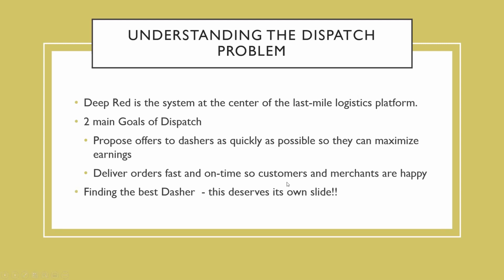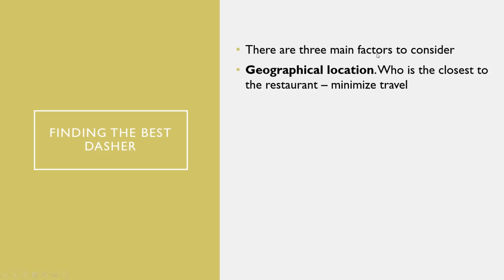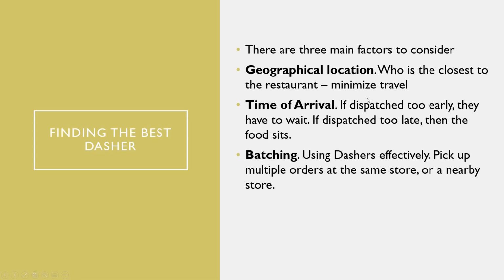And finding the best dasher. This deserves its own slide, so I'm going to separate that out. Here's what they said about finding the best dasher. There are three main factors to consider. Geographical location: who's the closest to the restaurant? Let's minimize travel. Time of arrival: if dispatched too early, they have to wait. If dispatched too late, then the food sits. This is all pretty much common sense and what we thought. Batching: using dashers effectively, picking up multiple orders at the same store or a nearby store.